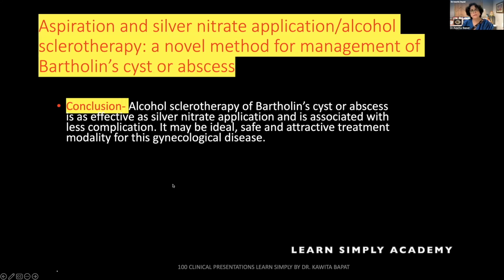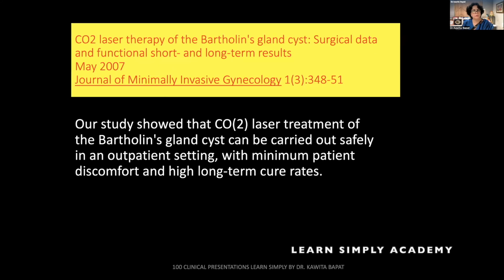So aspiration and silver nitrate application or alcohol sclerotherapy are good and novel methods for the management of Bartholin cyst or abscess. The concluding point is that alcohol sclerotherapy of Bartholin cyst or abscess is as effective as silver nitrate application, and it is associated with fewer complications. It may be an ideal, safe, and attractive treatment modality in these gynecological diseases.